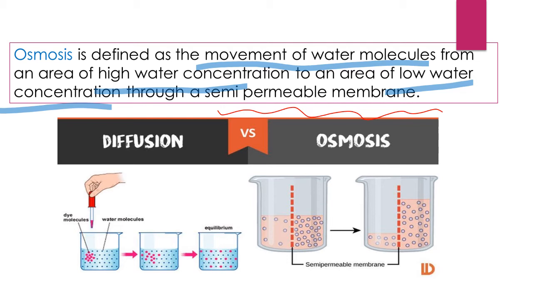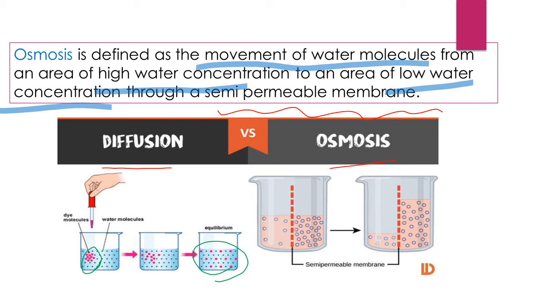Here, as you can see, is the difference between diffusion and osmosis. In diffusion, the particles, these dye molecules or these red particles, will spread out in the water, as you can see here. But in osmosis, the dye particles are in one part of the solution. They cannot pass through the semi-permeable membrane. They can't move this way. So what's happening?